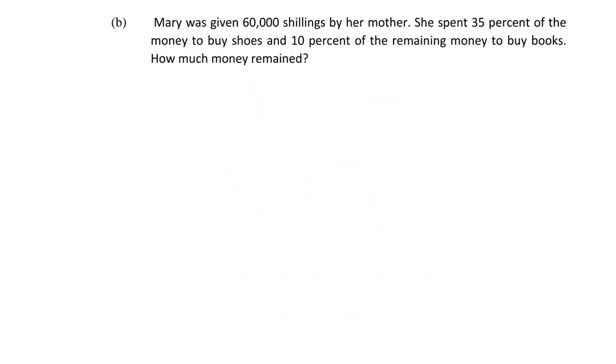Part B of the question. Mary was given 60,000 shillings by her mother. She spent 35% of the money to buy shoes and 10% of the remaining money to buy books. How much money remained? Okay, so this is a percentage problem. First we are going to find the money spent for shoes. So we are going to take 35 over 100 times 60,000, which after solving the values, the answer is going to be 21,000.